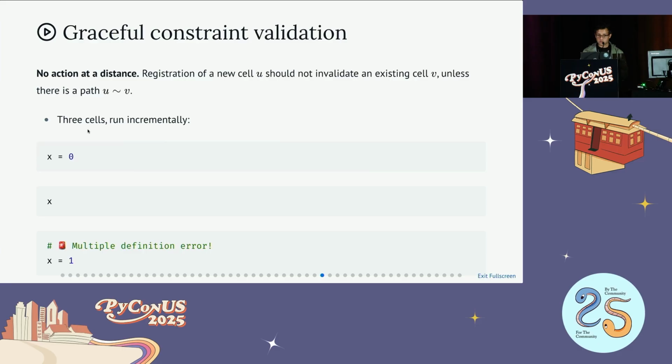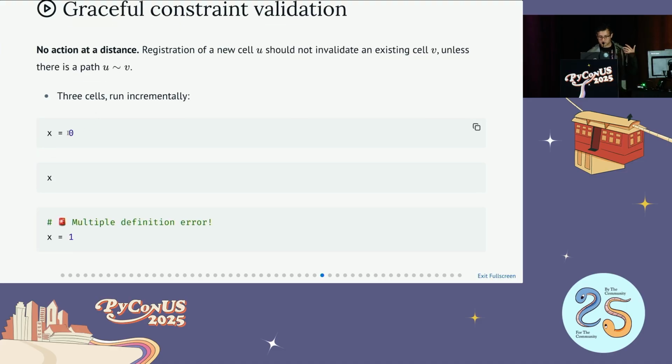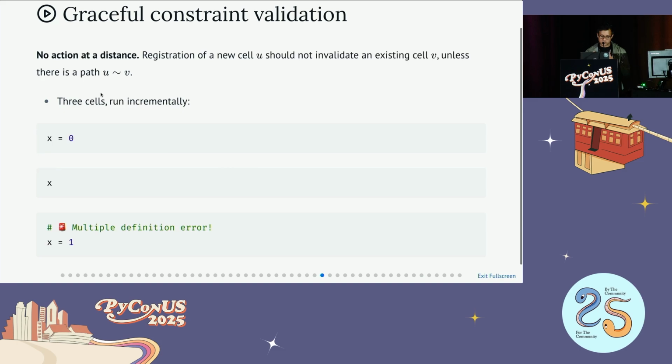We use the graph to make sure that our constraint validation happens gracefully, so that when you register a new cell, we don't invalidate cells that you had already executed, because we don't want you to lose state. I showed earlier, if you have 3 cells, you run the first 2, x equals 0, then you have a new cell x. If you redefine the variable x, you'll get a multiple definition error in the 3rd cell, but the first 2 cells will be left intact. The variables will be in memory. And the way that we do that is we do a bit of graph analysis to make sure that if there's no dependency from the 3rd cell up to previous cells, we don't invalidate them.